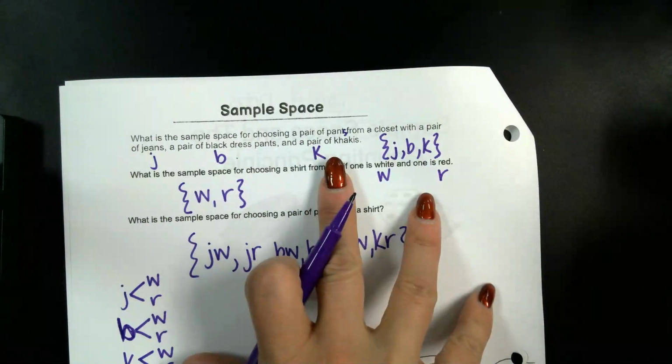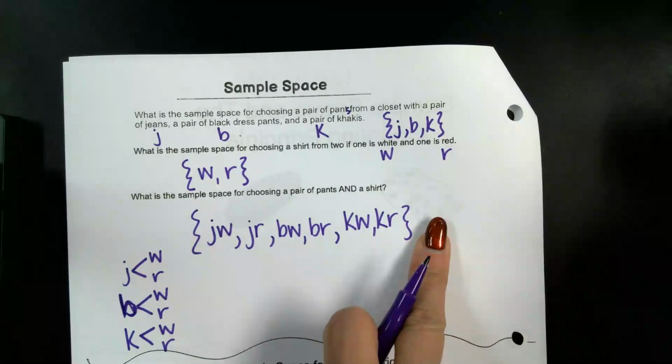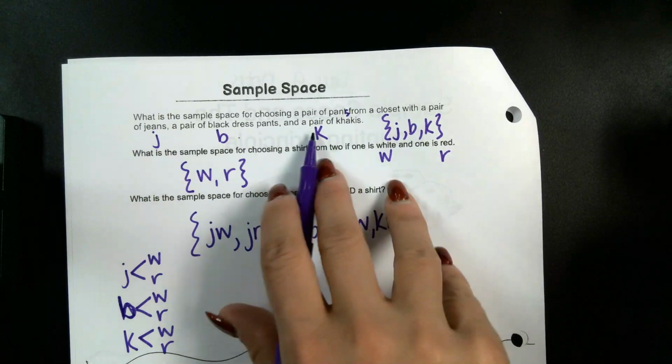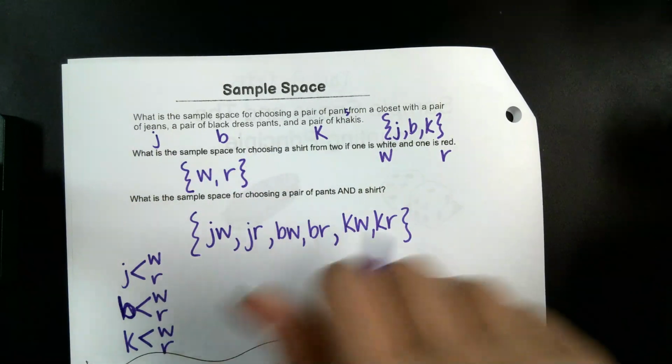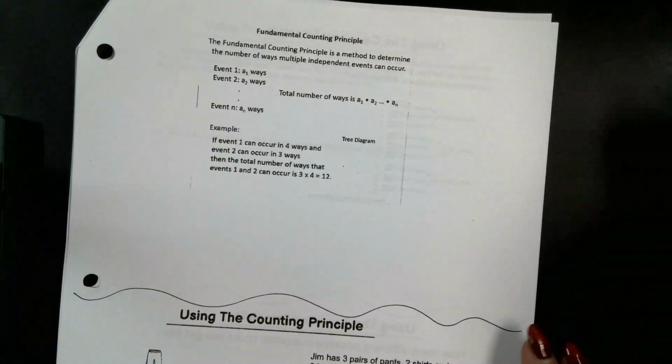Same thing up here. We had 3 different types of pants, 2 different shirts. We ended up with 6 options. Well, isn't that just taking 3 times 2 to get 6? Okay, so if I ever ask you how big is a sample space, most of the time it's just do the multiplication of each one. Okay? All right, next page, turn it over.